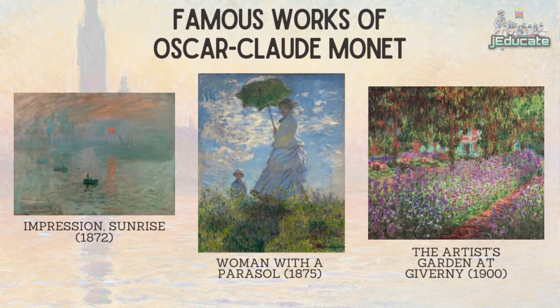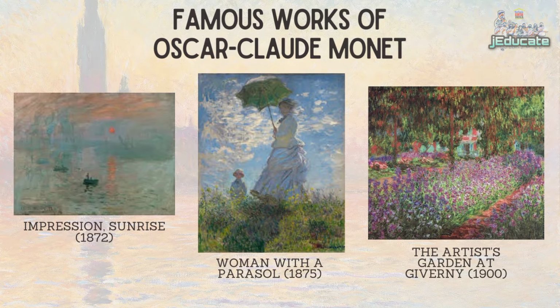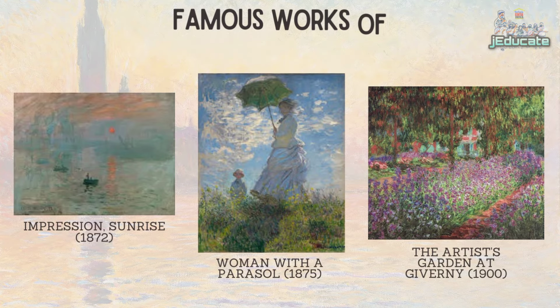Famous works of Oscar Claude Monet: Impression, Sunrise, 1872, Woman with a Parasol, 1875, The Artist's Garden at Giverny, 1900s.